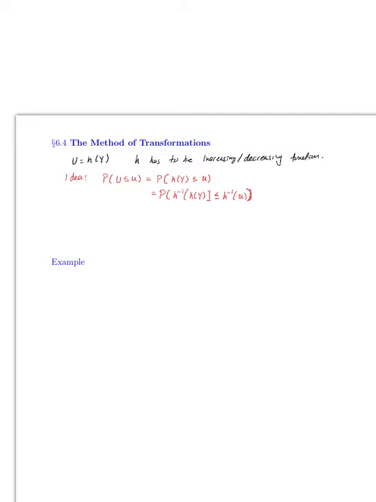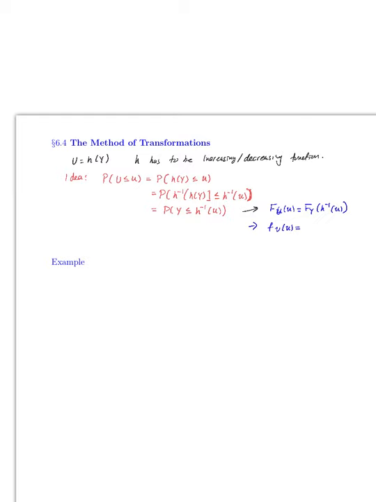Okay, which is going to be the same thing as just the probability that y is less than or equal to the inverse function of h evaluated at u. Or, in other words, this means that the distribution function of u is related to the distribution function of y by an inverse function evaluation of u. And obviously from here, what we want, remember, was the density function.